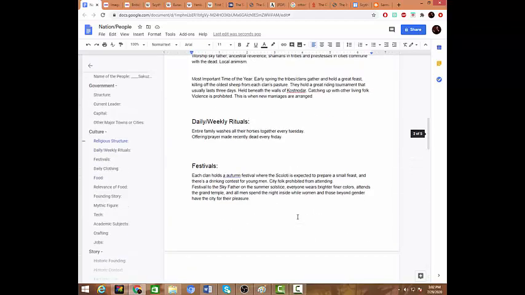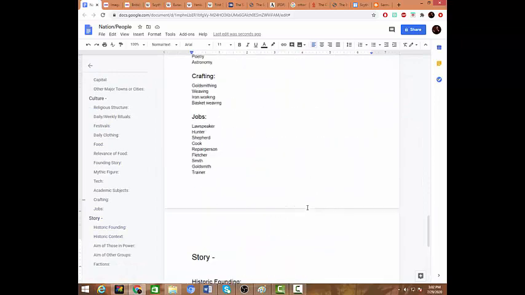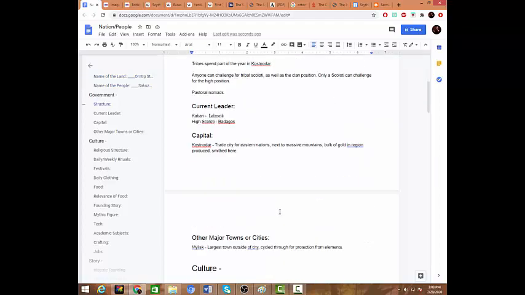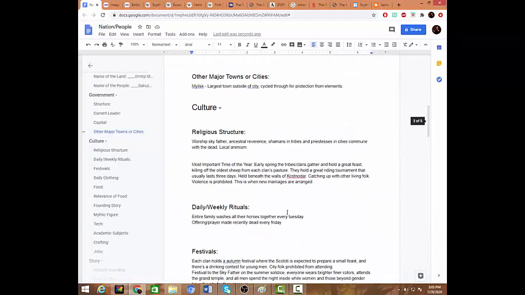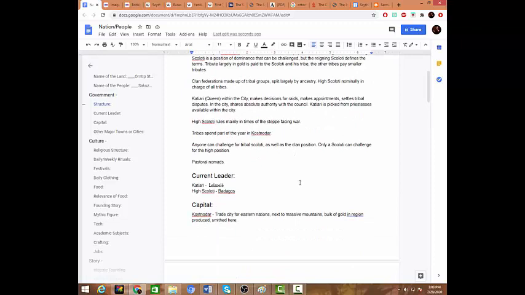So obviously, when I use this, because I like a lot of what I've come up with here, I will use more stuff. I'll be more specific. I will definitely have other things. I would have more like a list of people who are in power.